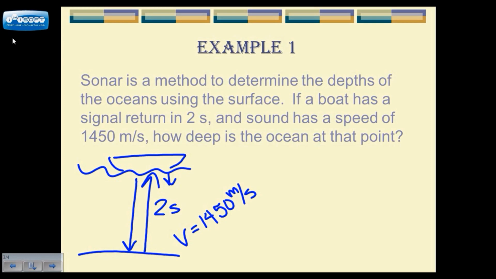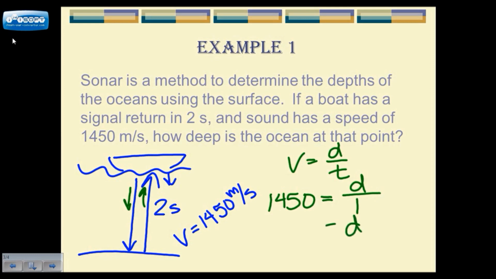So this one is a DirectTV problem. So V equals D over T. Now, since it's 2 seconds down and back, then one direction is going to be 1 second. So to find our time, we're just going to divide by 2, which gives us 1 second. So V is 1450. We're looking for D, and T is 1 second. So we're going to multiply 1 over. We get a D of 1,450 meters. So actually not very deep.